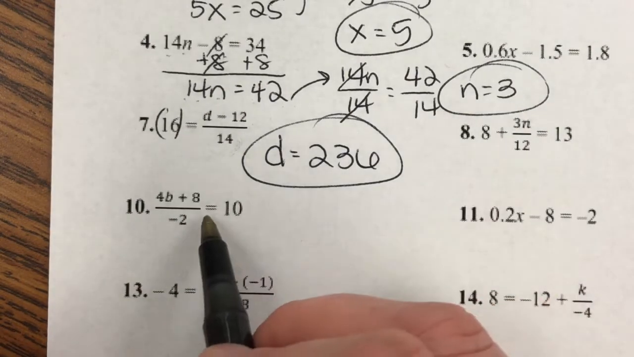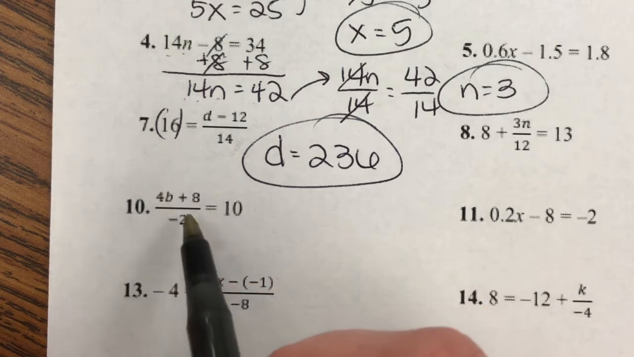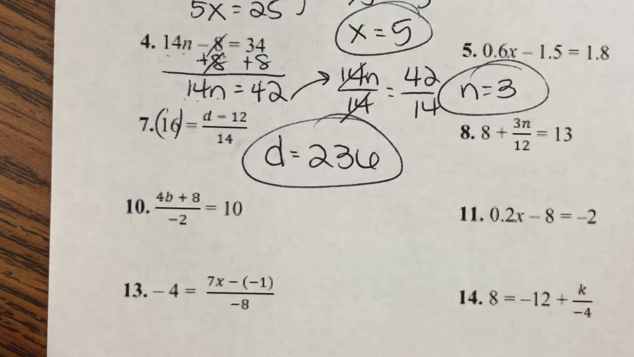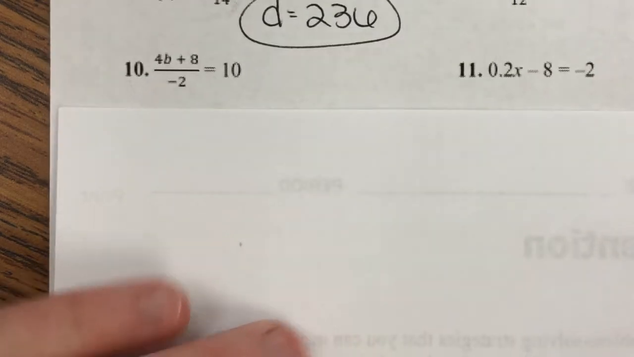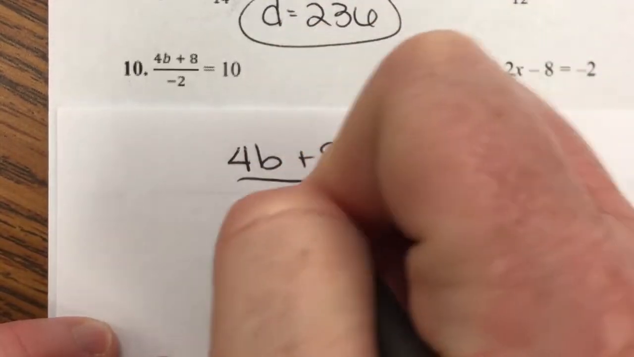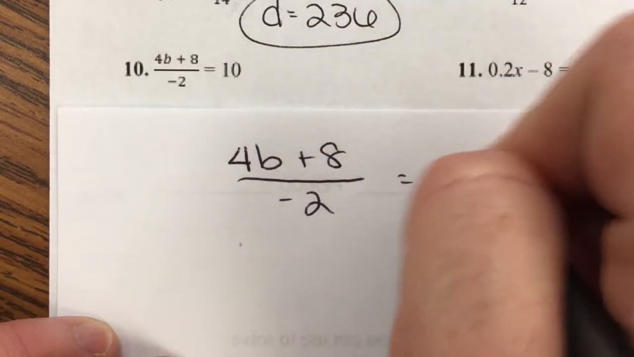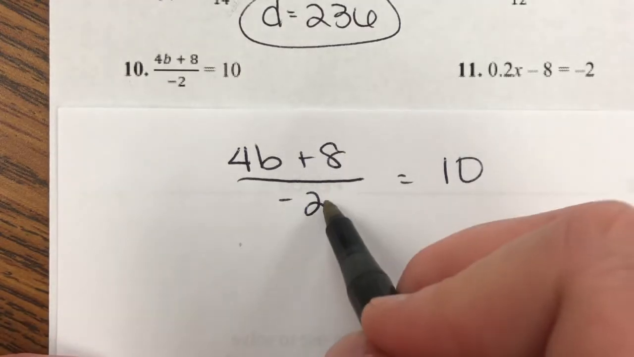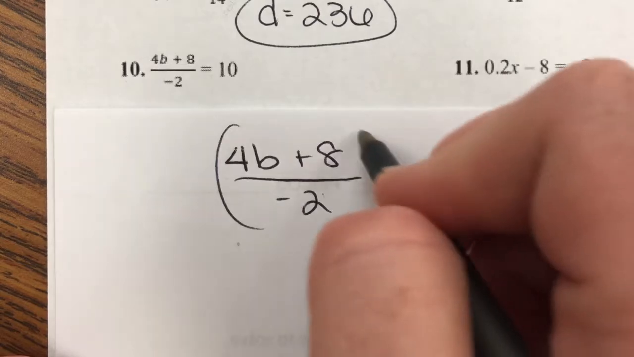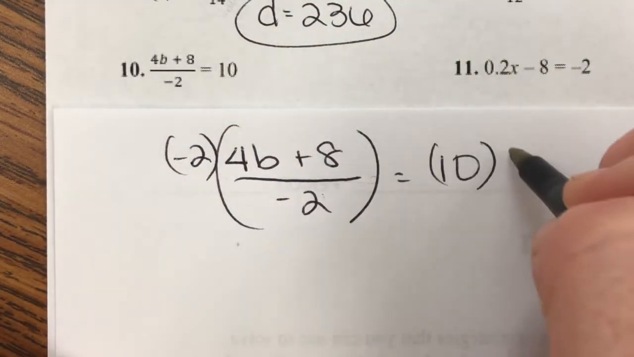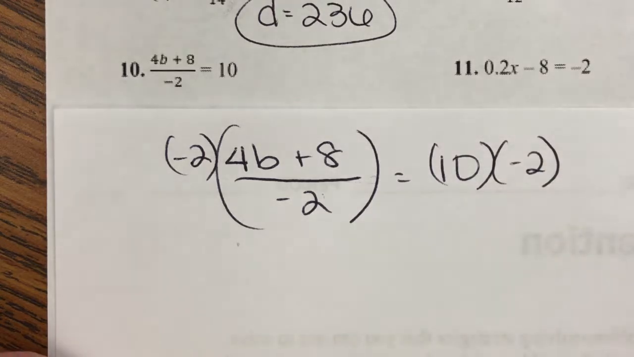Okay, we're going to do the same kind of thing right here. 4b plus 8 divided by negative 2 equals 10. So before I can touch the top part of the fraction there, I have to get rid of the denominator. So 4b plus 8 all over negative 2 equals 10. Okay, so this is divided by negative 2. To get rid of divided by negative 2, I need to multiply by negative 2. And whatever I do on one side of my equal sign, I got to do to the other.